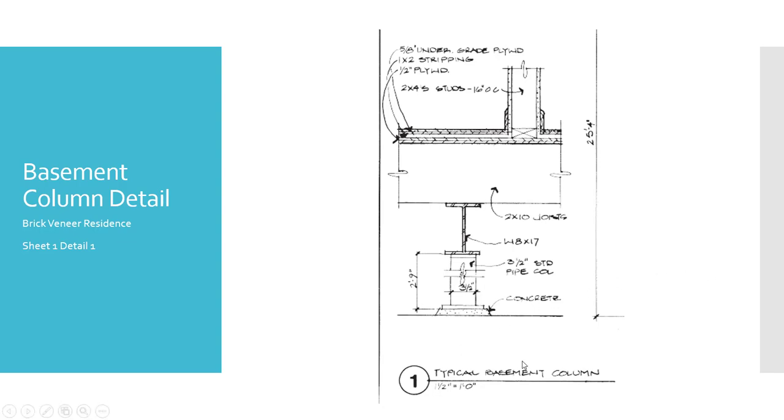And right here we have detail 1, the typical basement column. So let's look from the bottom. Right here we have an edge view or a face view of a small concrete pad. Here we are looking at the side view of a pipe column. This doesn't get any hatch because we are looking at the side of it or the outside of it. We're not cutting through it.